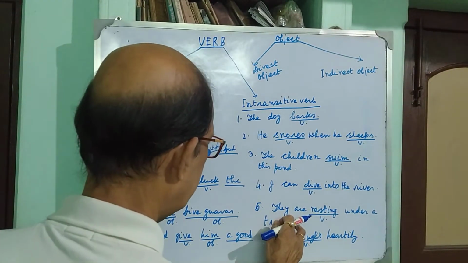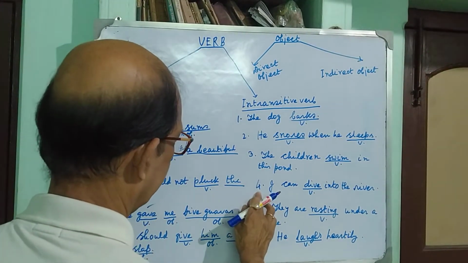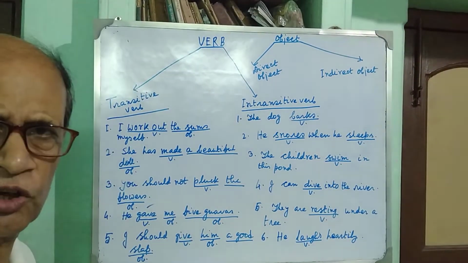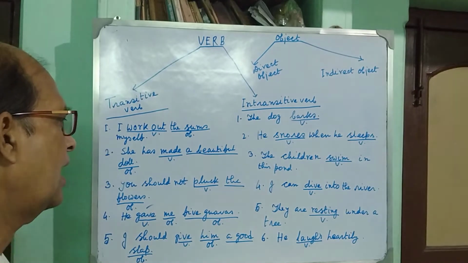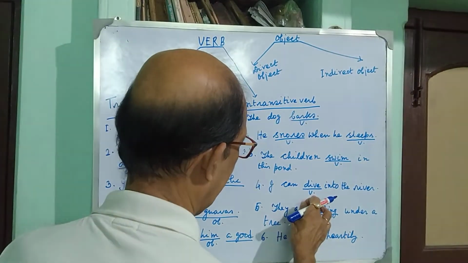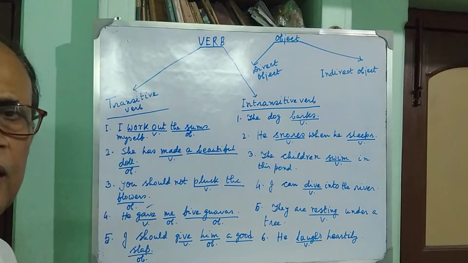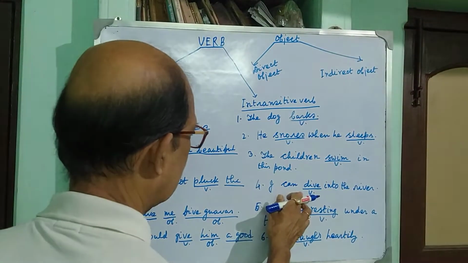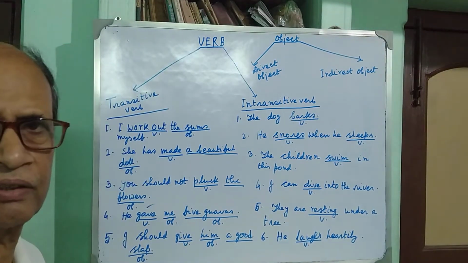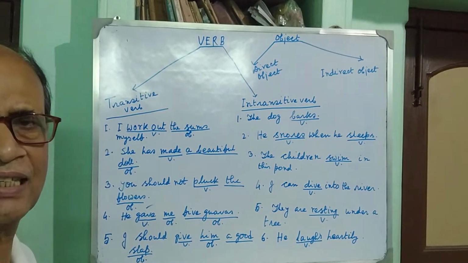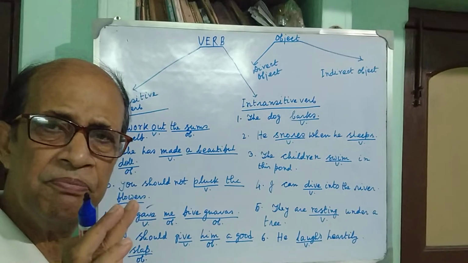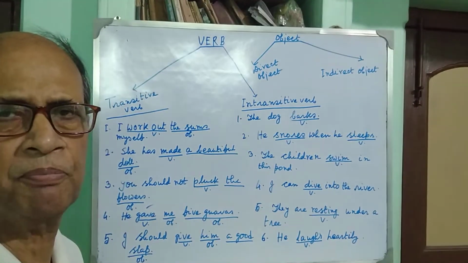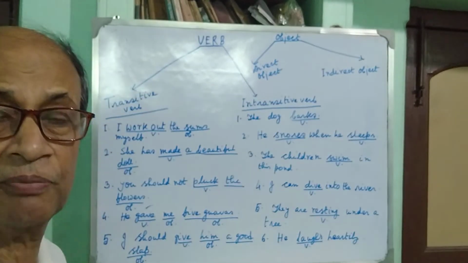Number 4. I can dive into the river. Can is auxiliary verb, that is the modal verb, and dive is finite verb, and followed by no object. Ask dive by what or whom? There is no answer. So it is an example of intransitive verb, and into the river is an example of adverbial of place.